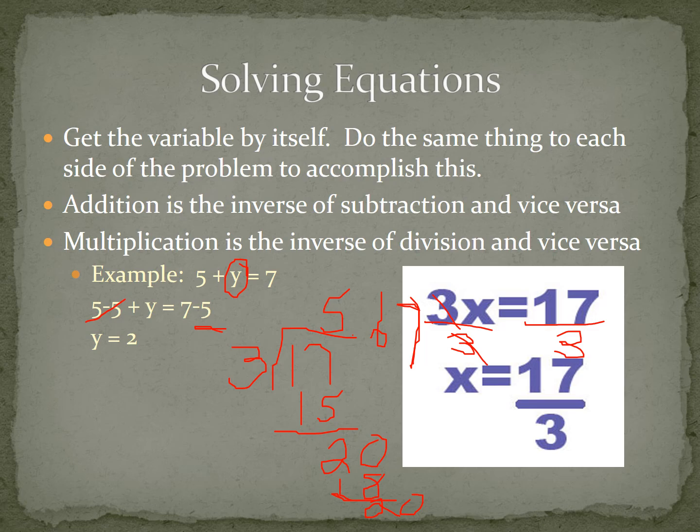Okay, so look at the problem here in the box. We have 3 times x equals 17. We need to get rid of that 3. Okay, so that's a multiplication. So we're going to have to divide this side by 3. That'll get rid of the 3. But we have to do the same thing over here.